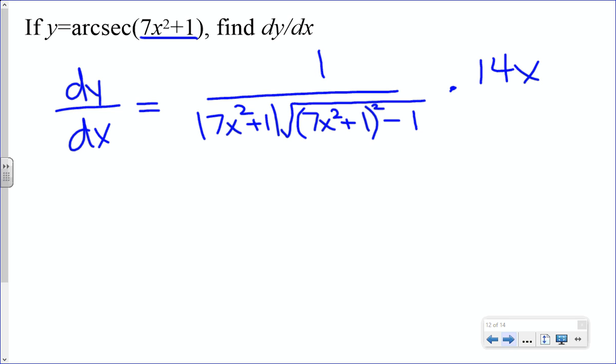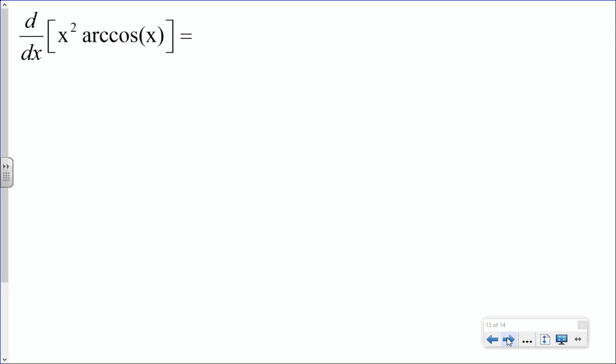Now, the absolute value around 7x squared plus 1 is redundant. So you may see the back of the book not put it in that case because 7x squared plus 1 is always positive. But if it were something like 7x squared minus 1, it is necessary. So just keep that in mind as you're checking answers. The absolute value, they may not write if it's not necessary. All right, so last example of the morning of the unit.